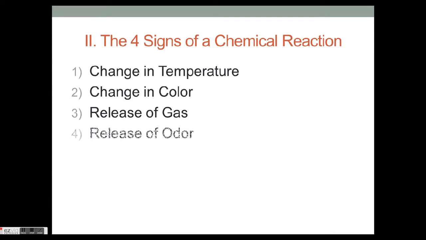There are four signs of chemical reactions happening. One of them is a change in temperature. Often things will get really hot or really cold when a reaction takes place. A change in color. For example, we just looked at the table salt where we had a gray color and a yellow color, and they made white table salt. Release of a gas and release of an odor.